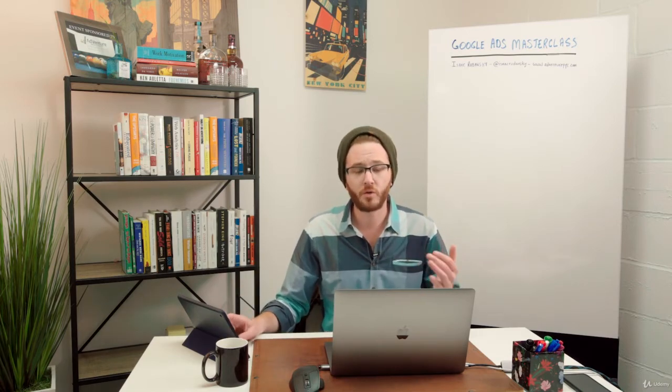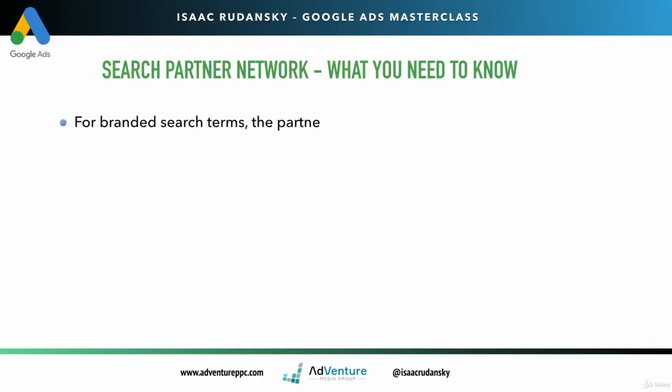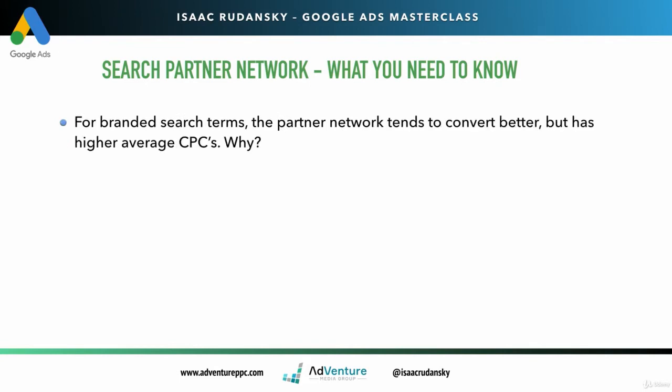So what do you need to know about the Search Partner Network? Some strategies and some suggestions. For branded search terms, and when I say branded search terms, I mean when people are searching for the name of your brand, the name of your company, then the Search Partner Network sometimes converts better but also has higher average CPCs.